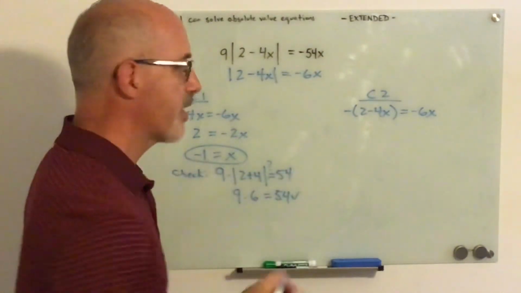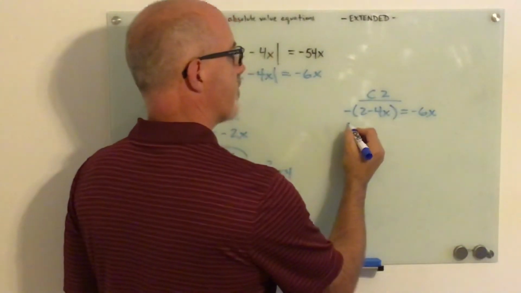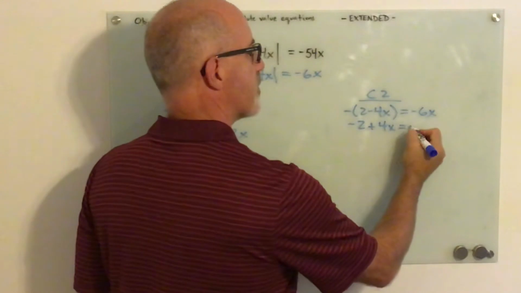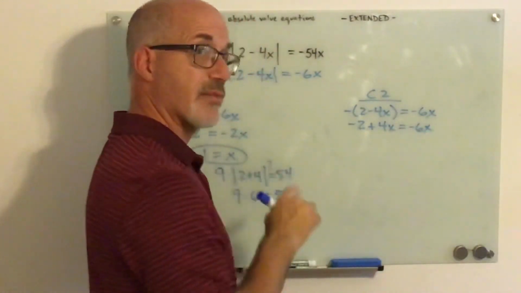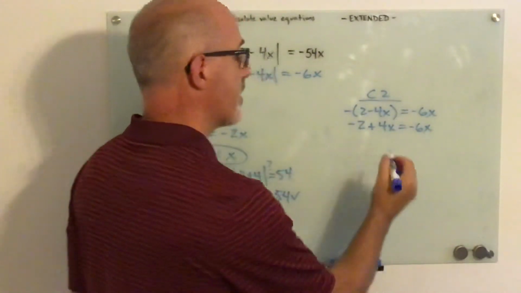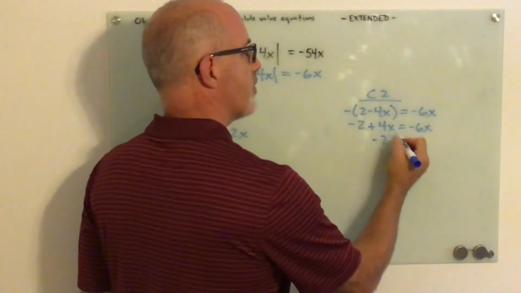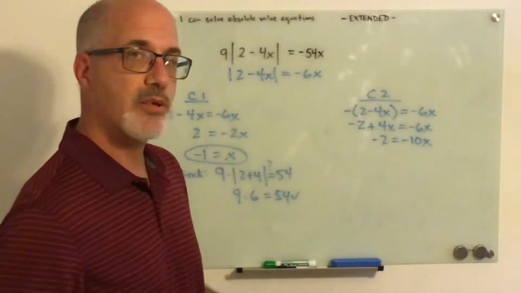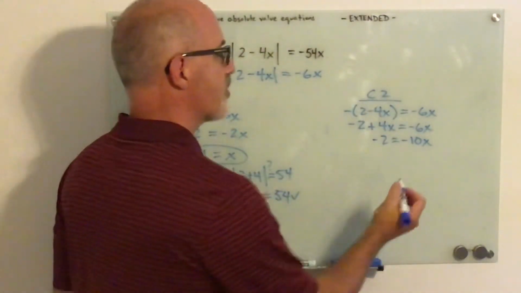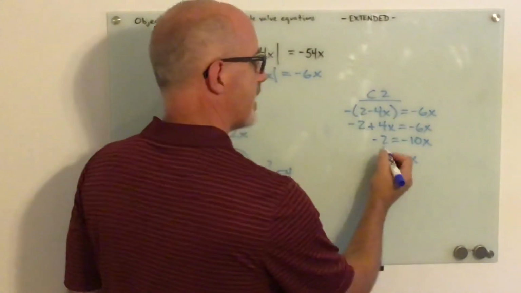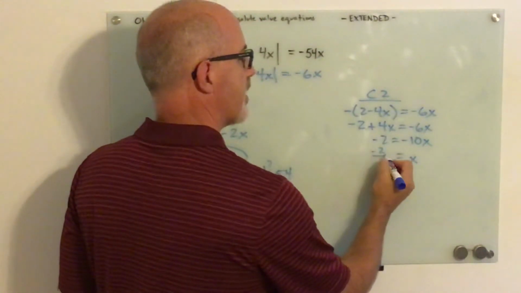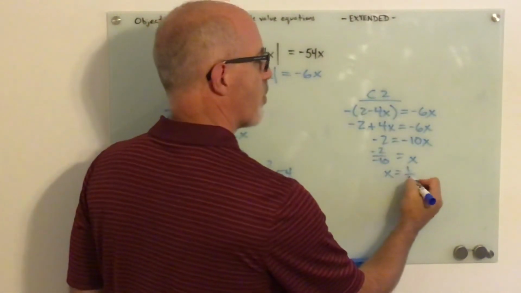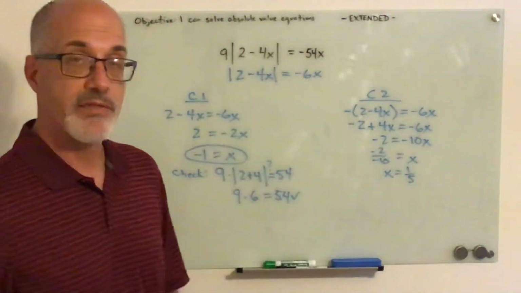Let's check the other case. First of all, let's distribute through the negative, so you get negative 2 plus 4x by doing opposites, equals negative 6x. Let's subtract 4x from both sides. You get negative 2 equals negative 10x. Now I'm going to divide both sides by negative 10, and so you get x equal to negative 2 divided by negative 10. The negatives reduce out, and the 2 and the 10 reduce down to 1/5. So you get 1/5 for my solution.